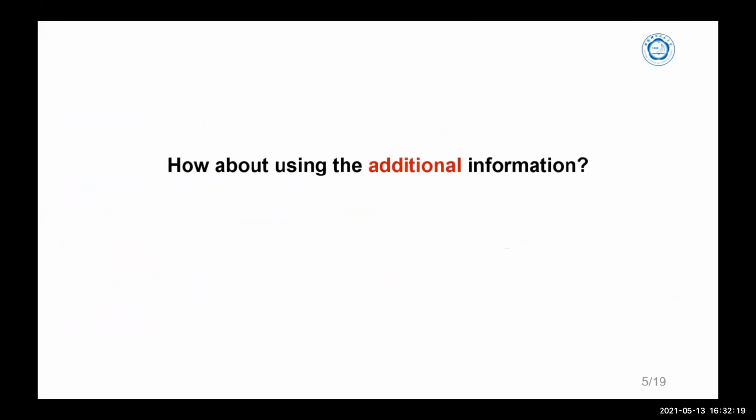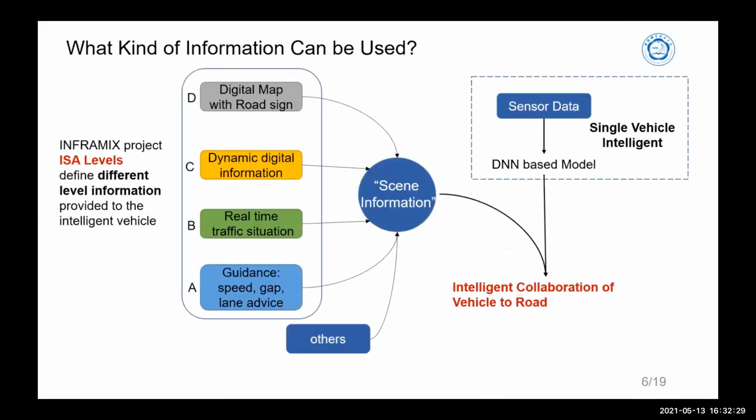So if there are scenarios that the single vehicle intelligence cannot deal with, how about we use additional information as an external supplement? The question is, what kind of information can be used? Based on the famous idea of 5 levels of vehicle capabilities defined by the Society of Automotive Engineers, the INFRAMIX project also proposed 5 levels of infrastructure support for automated driving, which is also known as the ISAD levels.